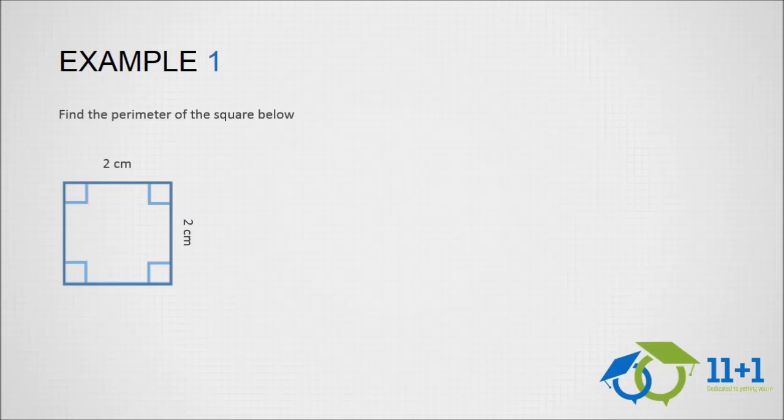So there's 4 sides in a square. Each one is 2 centimeters. 2 plus 2 plus 2 plus 2, or 2 times 4, is 8 centimeters. The perimeter of the square is 8 centimeters.